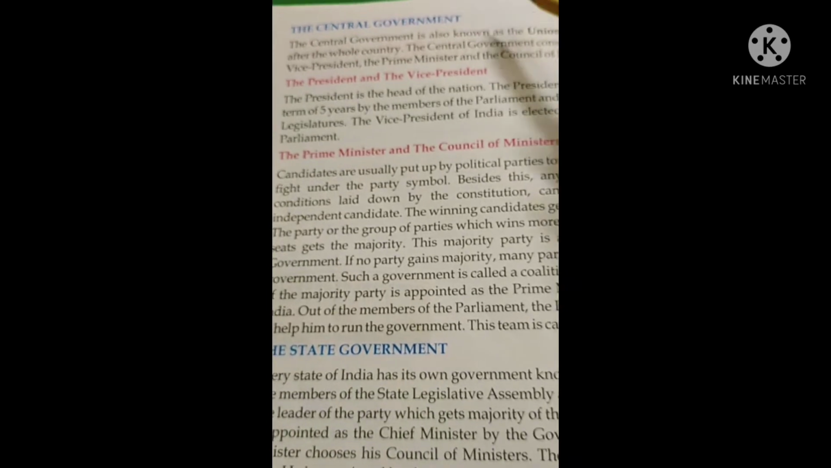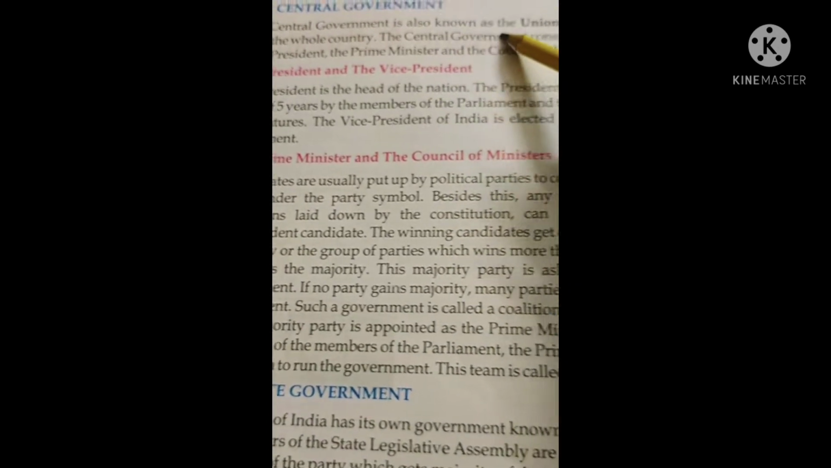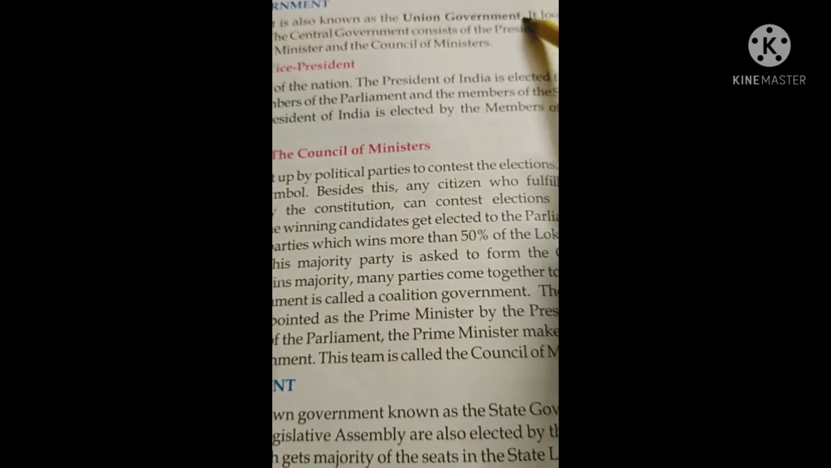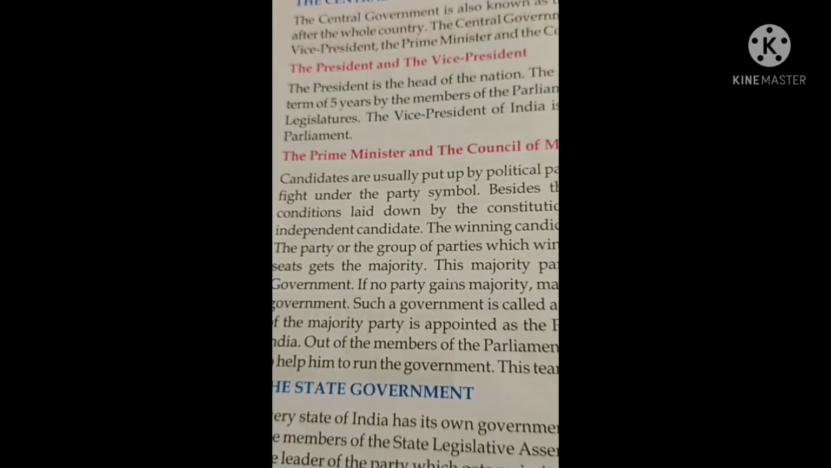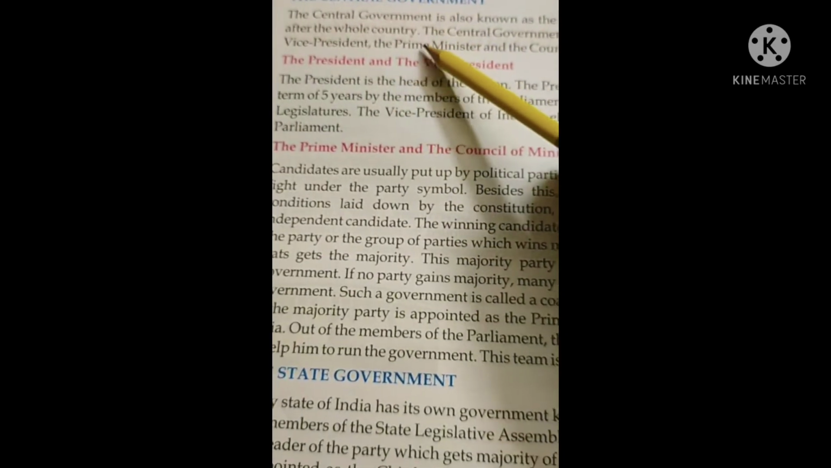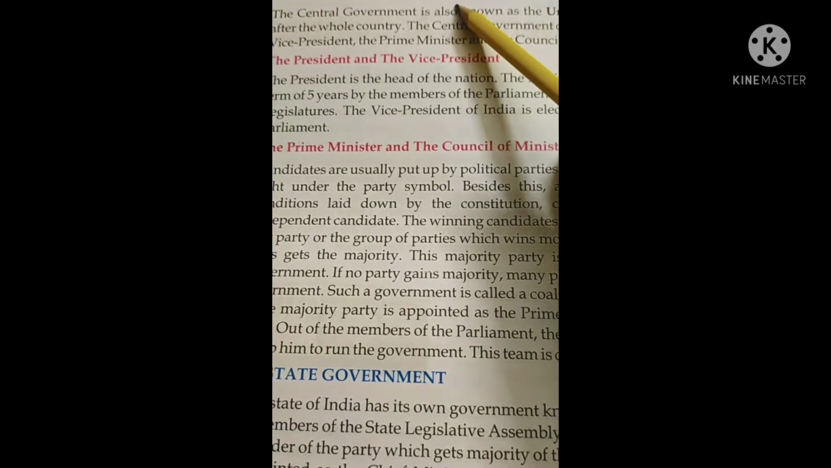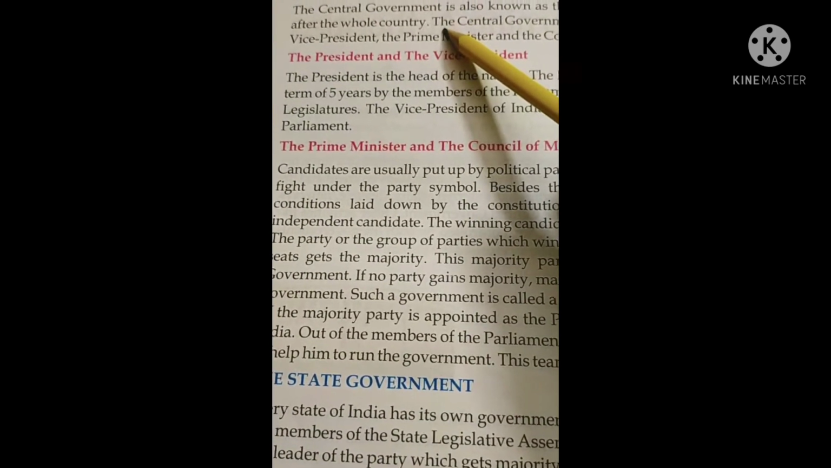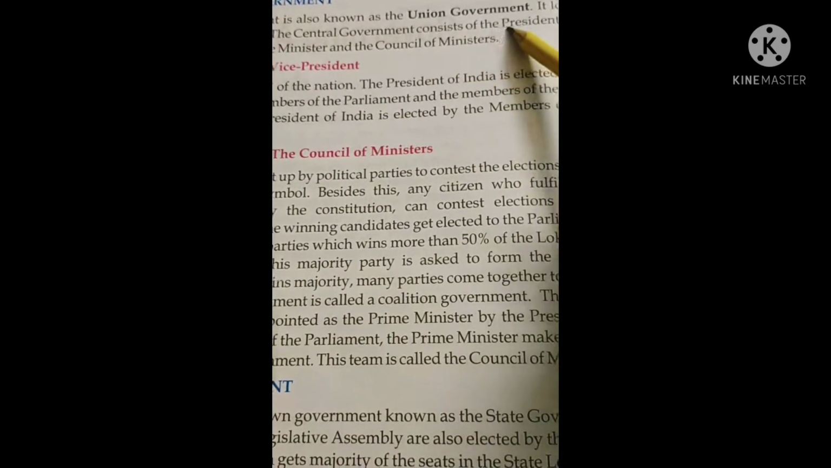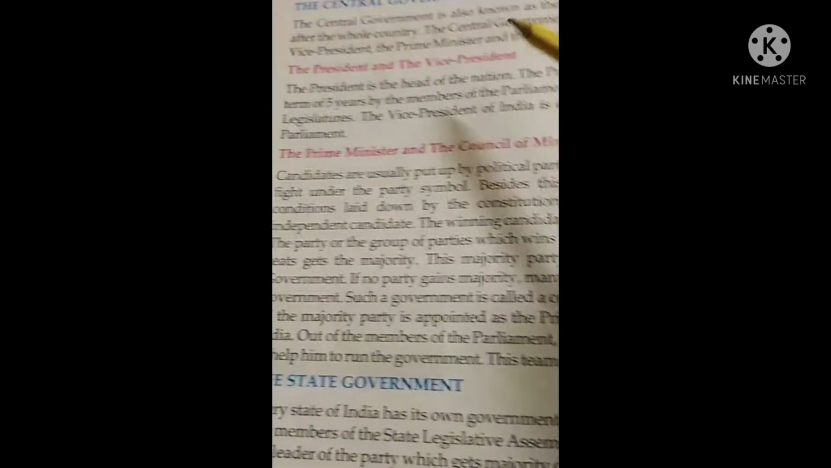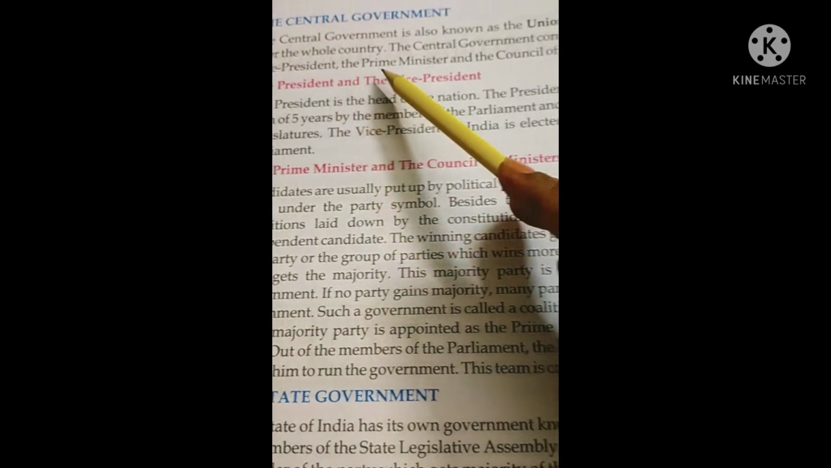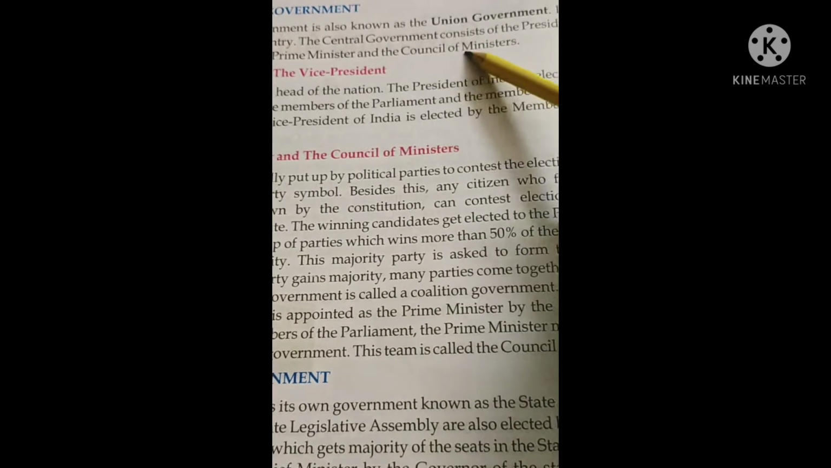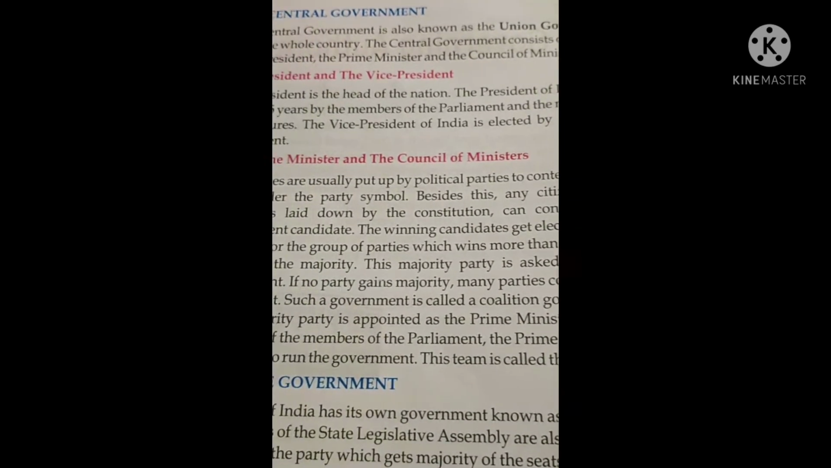Study about the central government. The central government is also known as the union government. It looks after the whole country. सेंट्रल गवर्नमेंट का काम होता है पूरे कंट्री को देखना. The central government consists of the president, the vice president, the prime minister and the council of ministers.